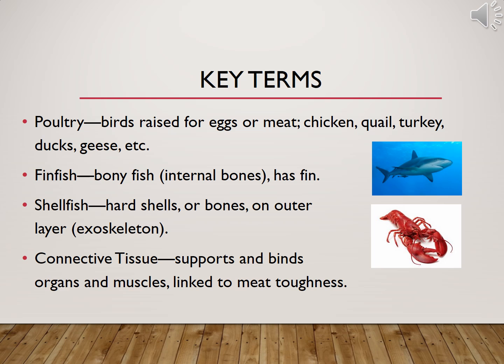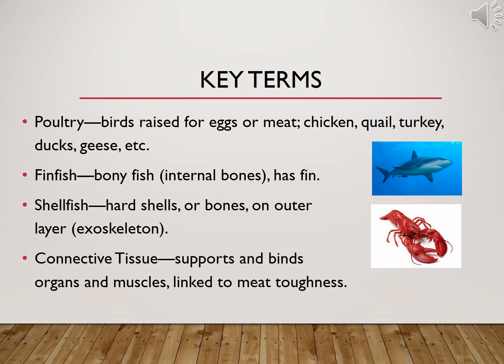There are two main classifications of fish. Finfish are considered quote-unquote true fish. So finfish have fins, as you can see with the picture of the shark on the right, and they also have an internal skeletal structure. How do we know this? Because we cannot see their bones.